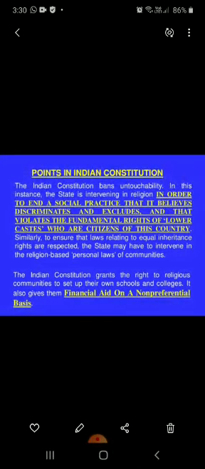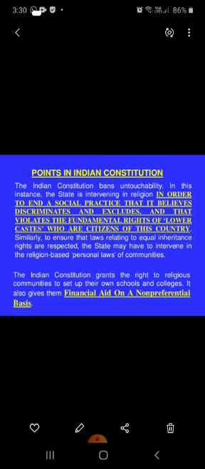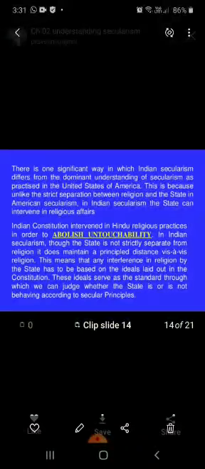The Indian state works in various ways to stop this domination. It uses a strategy of distancing itself from religion. Now we will talk about in what ways Indian secularism is different from other democratic countries. The Indian Constitution grants the right to religious communities to set up their own schools and colleges. It also gives them financial aid on a non-preferential basis.